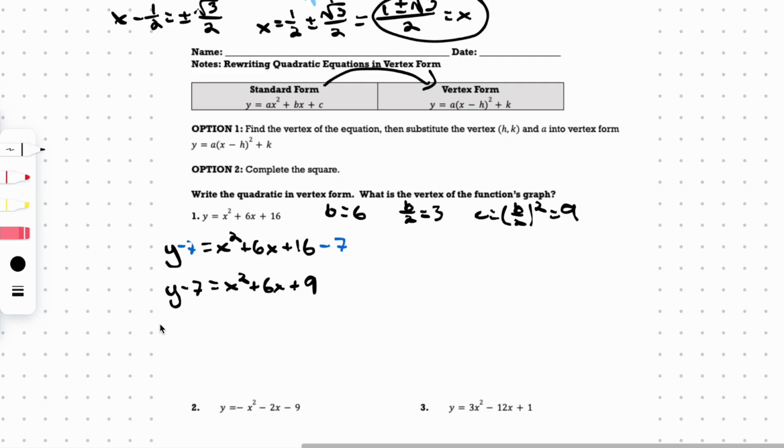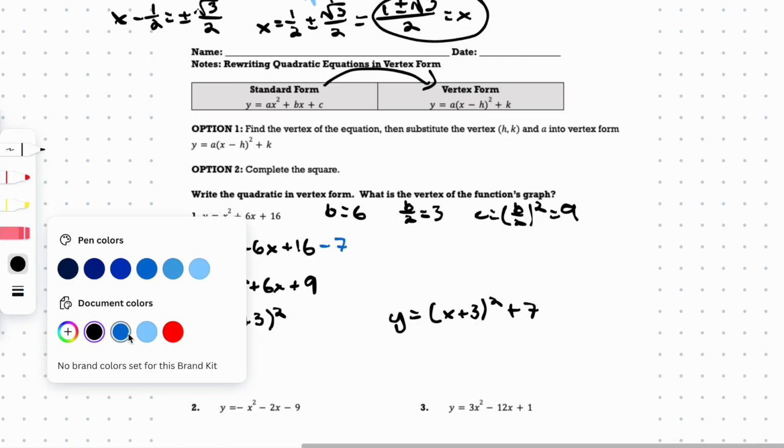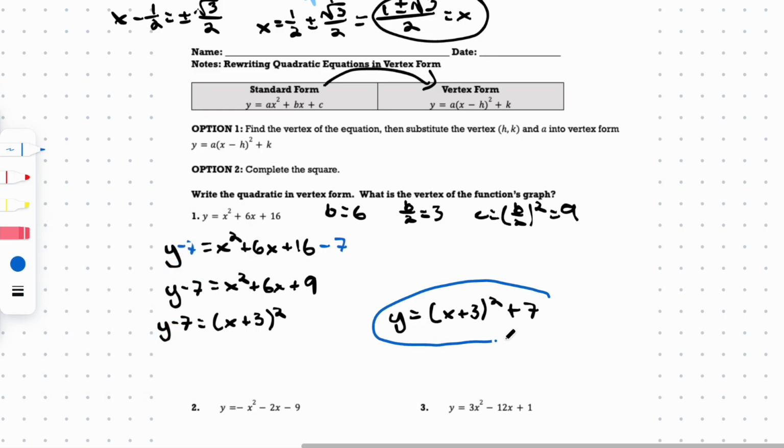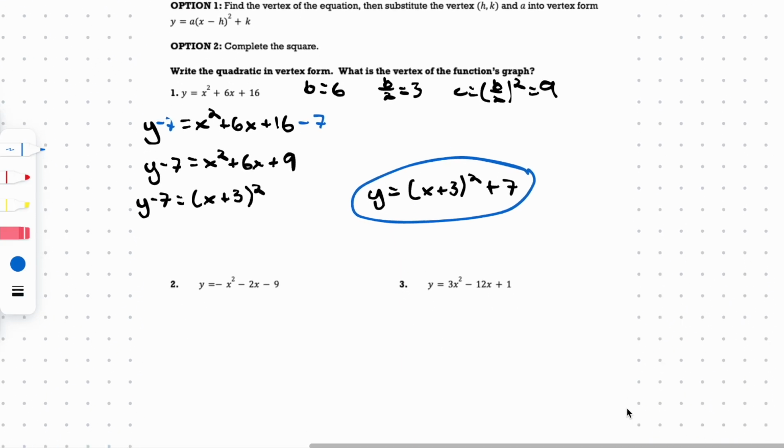And this is a perfect square trinomial, so we can say y minus 7 equals x plus 3 squared. And now I can just isolate y by adding 7 to both sides. We'll get y equals x plus 3 squared plus 7. That's going to be our answer. You see, that wasn't that bad, right? Okay, let's do number 3.